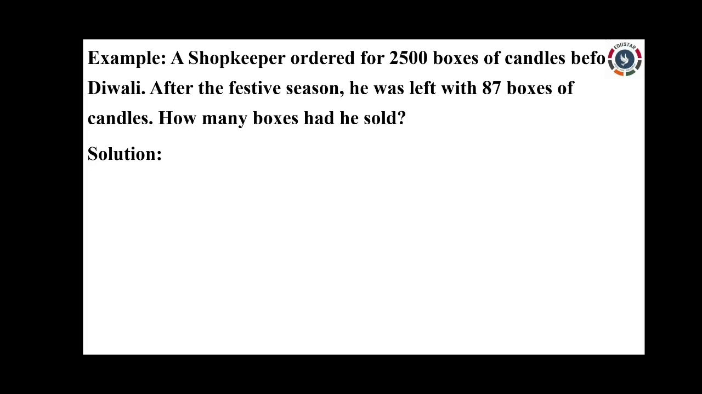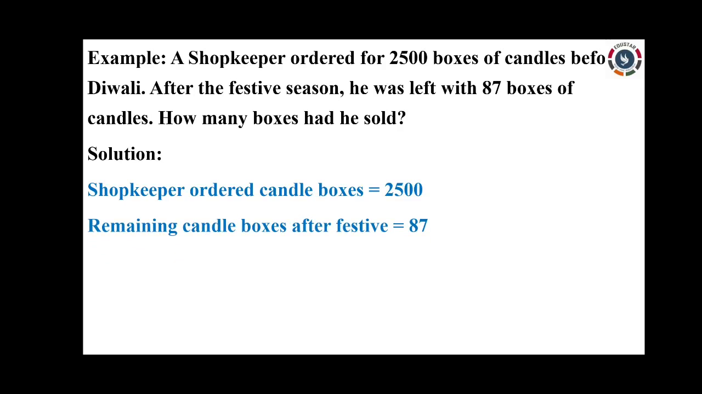Read the question more than once to understand the given information. A shopkeeper ordered 2500 boxes of candles before Diwali. After the festive season, he was left with 87 boxes of candles. How many boxes had he sold? The given information: the shopkeeper ordered 2500 candle boxes. Remaining candle boxes after the festival: 87 boxes.